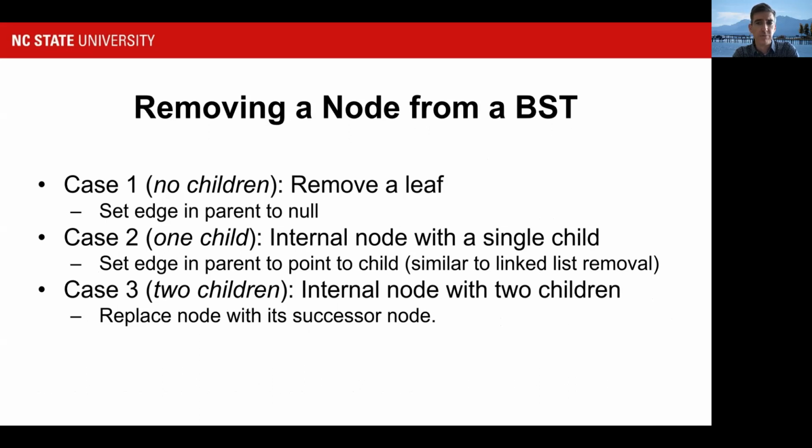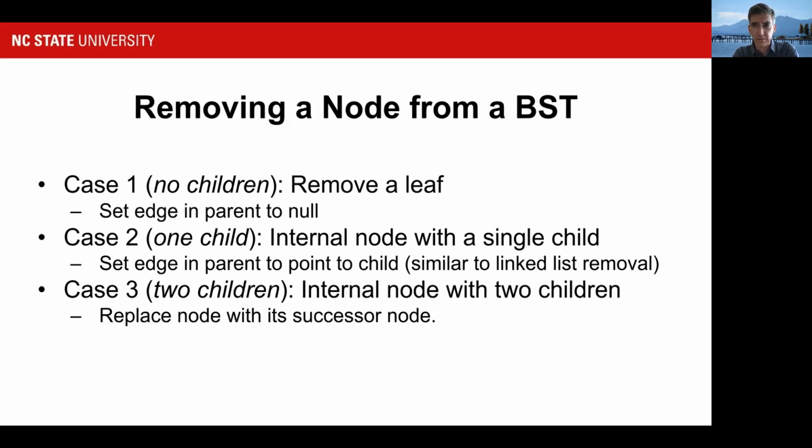Case 2 is when we have one child. That means we're an internal node with a single child. It turns out that this case is also pretty easy to handle, because when you have only a single child, you're kind of like a node in a linked list. And we are going to take advantage of that. The short answer is we set the edge in the parent of the node we're removing to point to the child. And that's good enough. That's going to work in general.